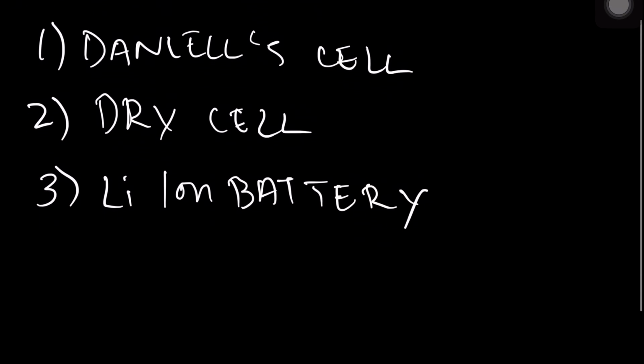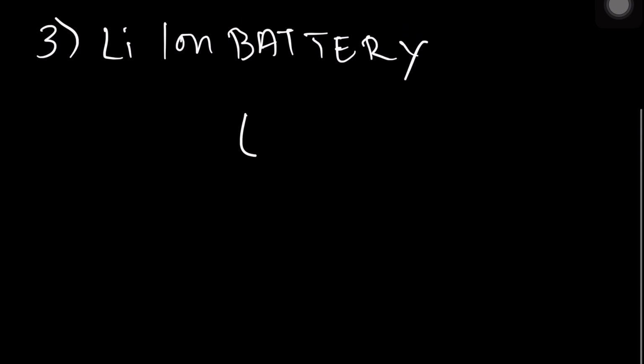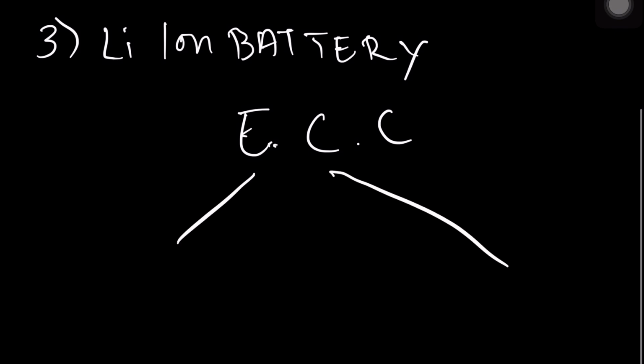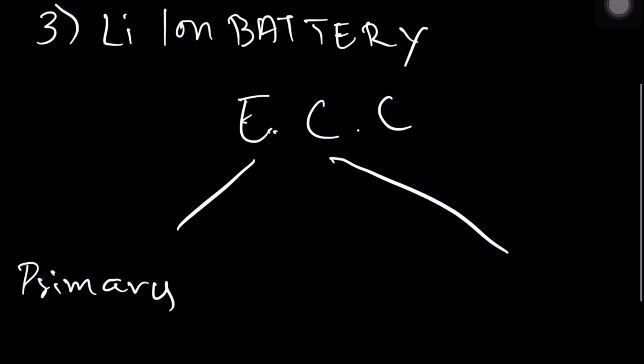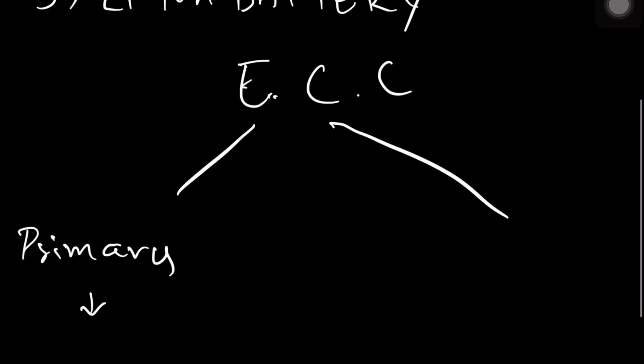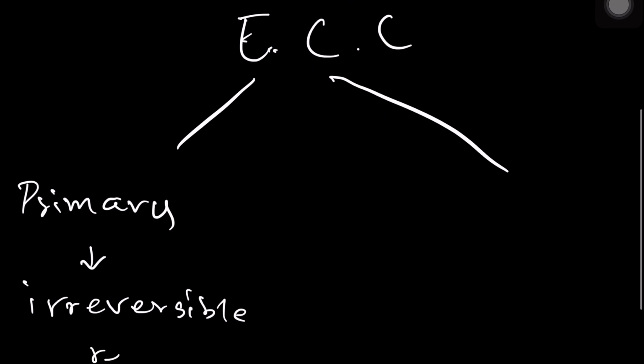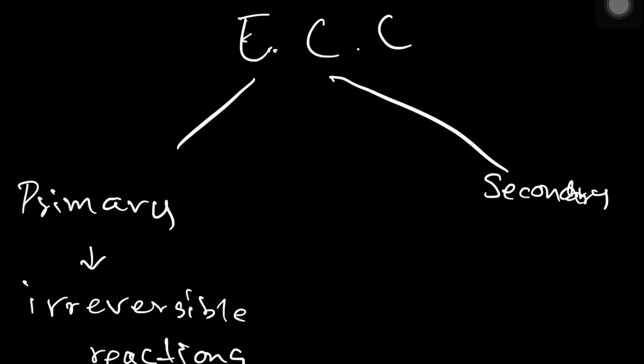One thing we have to establish before going into these three is that electrochemical cells are divided into two types. Primary, which have irreversible reactions, and secondary, which have reversible reactions.